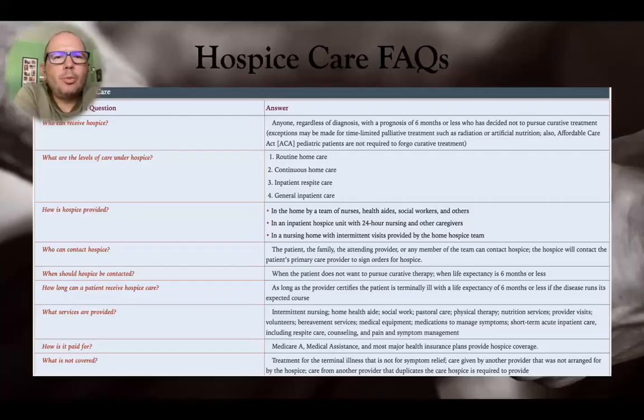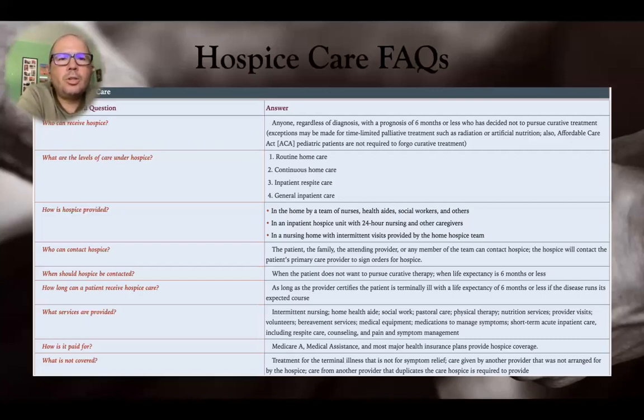Here's another table that I pulled from your textbook that I think is a very informative resource, hospice care FAQs. The one major FAQ that I think is important is who can receive hospice. Remember, it can be any patient that has a prognosis of 6 months or less of life expectancy, and who decided to no longer pursue any curative treatment. The exception to that would be a pediatric patient. Per the Affordable Care Act, a pediatric patient is not required to forego any kind of curative treatment.